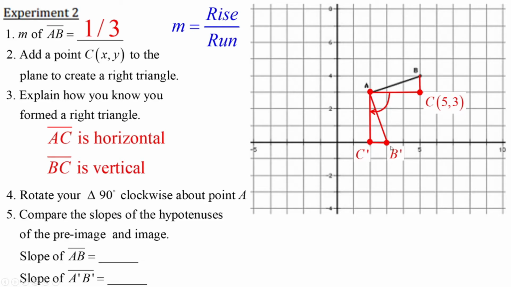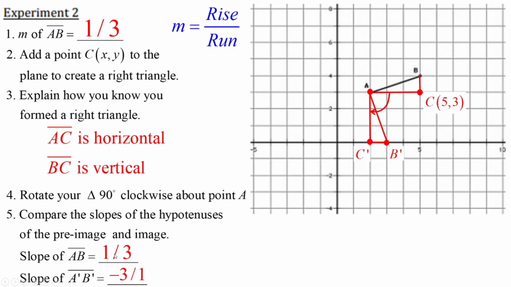Okay, so what's the slope of segment AB? Well, it is still 1 over 3. I'm rising 1 and I'm running 3. Now, what is the slope of A prime, B prime? And remember, A is also A prime because that's the point we rotated about. So this segment right here has a slope of, well, I'm rising -1, -2, -3, and I'm running 1.